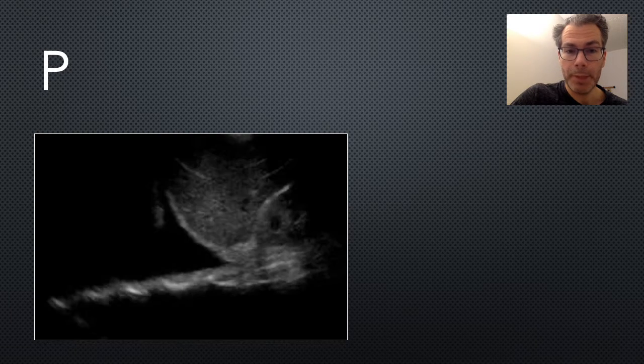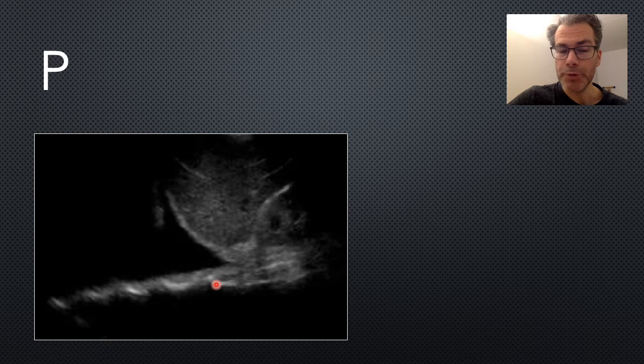And the second of the three things that we look for under P is pleural effusion. So in this image, we have the patient's head to the left of screen, feet to the right. This is the liver, and then this bright white line above the liver is the diaphragm. And all this black anechoic area here is fluid. And we know it's fluid because we can see the spine behind it.